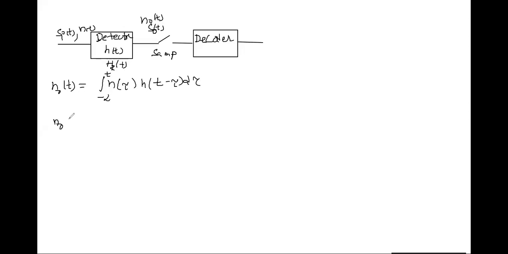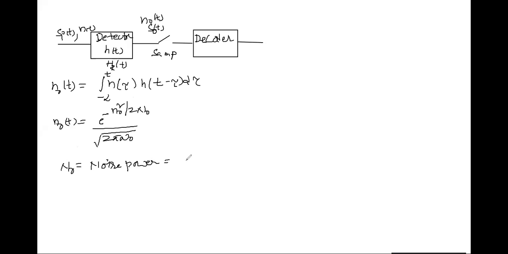That means n0 of t is represented by the Gaussian expression, that is e to the power minus n0 squared by 2 N0, divided by the square root of 2 pi N0. Okay. Here N0 is the noise power.